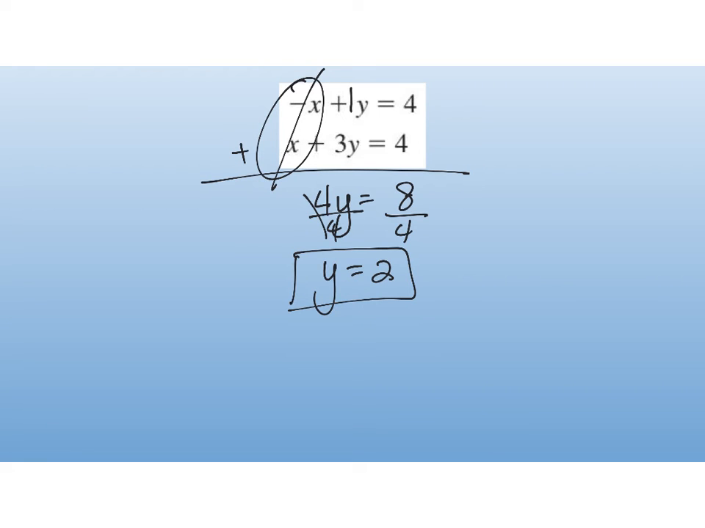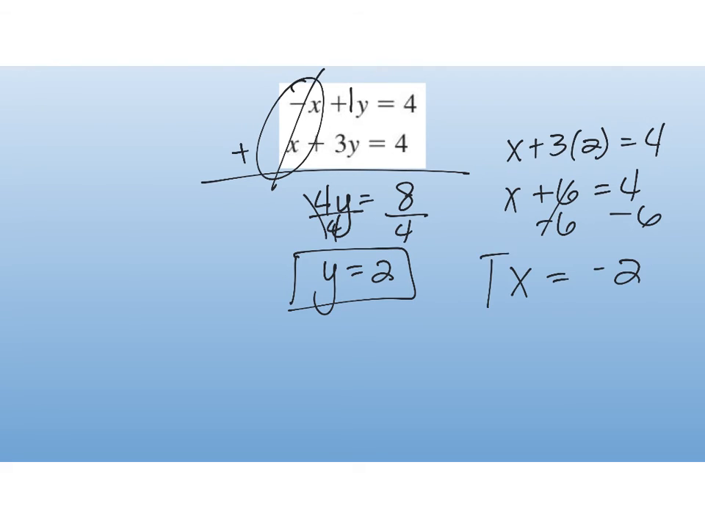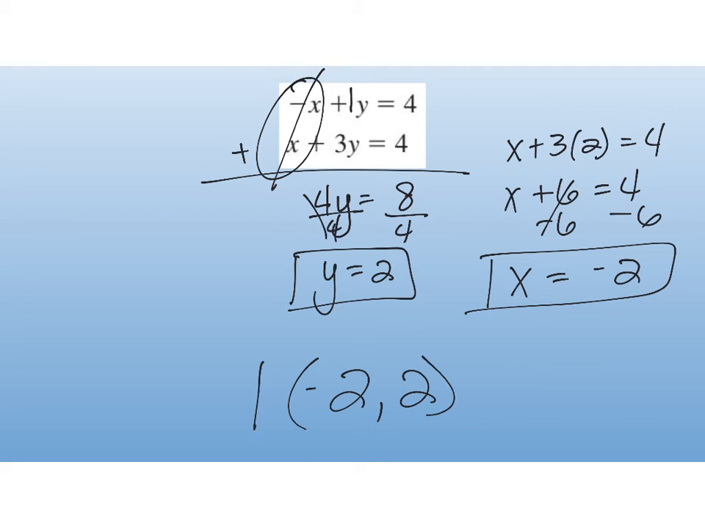I'm going to use the second equation this time just because I noticed that x is negative. So x plus 3 times 2 equals 4. So x plus 6 equals 4. Subtract 6. So x equals -2. So these are our 2 points. So we have (-2, 2) as our solution. So again, it's all about eliminating a variable.